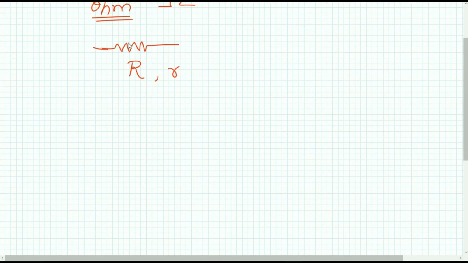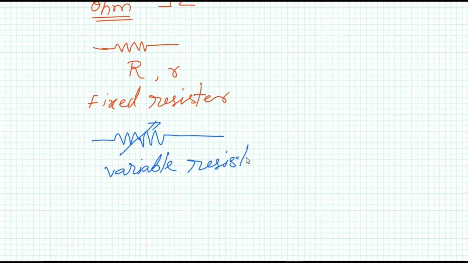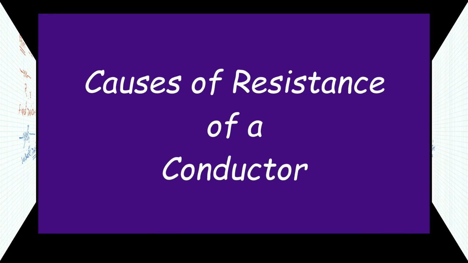This is a fixed resistor. And we also represent a variable resistor with this symbol. This is a variable resistor. I say resistor because resistor is a noun, and resistance is a property of this resistor.